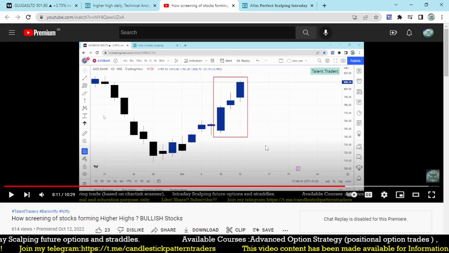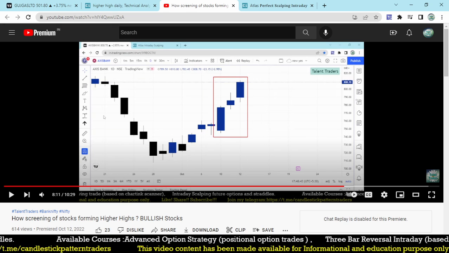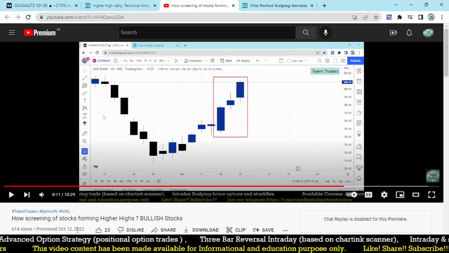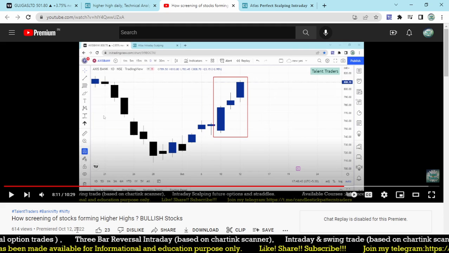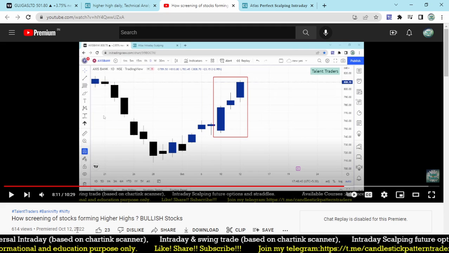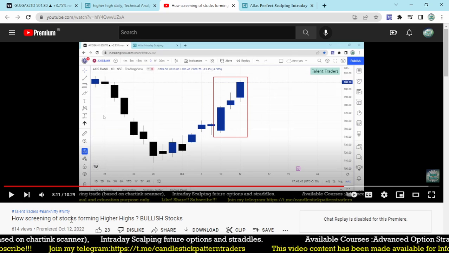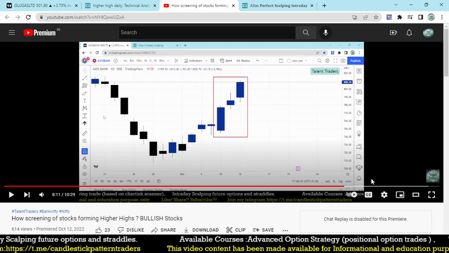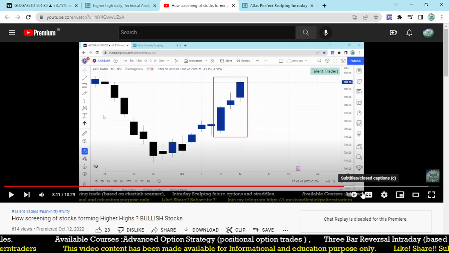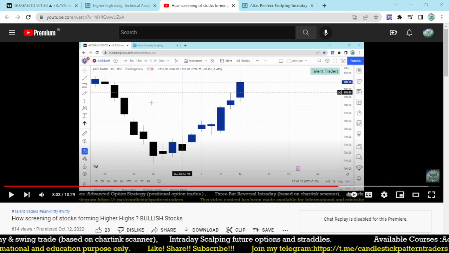These are the stocks which I found based on the same pattern. So how to screen the stocks forming higher highs for a bullish trade, because it's not for intraday, it's a daily time frame. So you can see this Axis Bank is forming 3 consecutive higher highs. Let me play what I discussed about this in that video. Just wait.